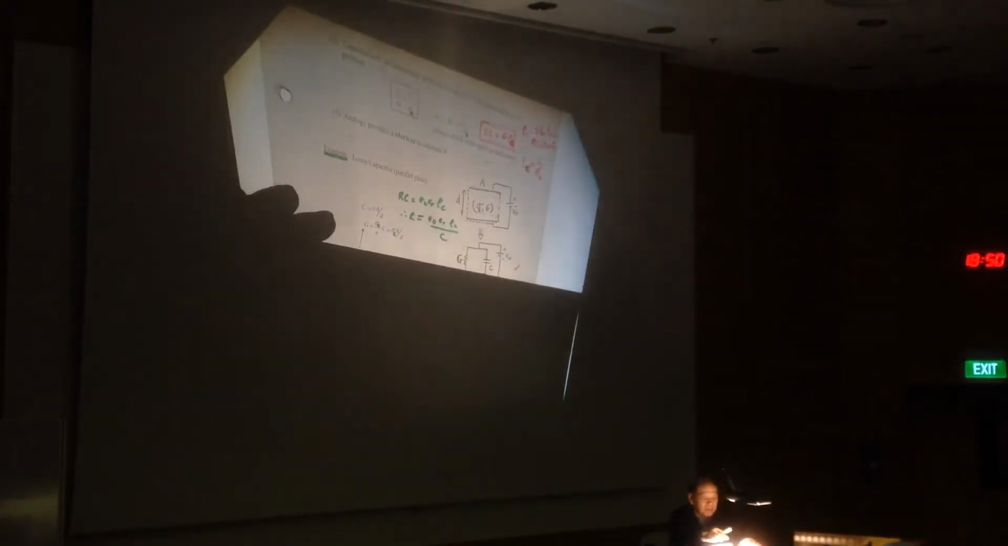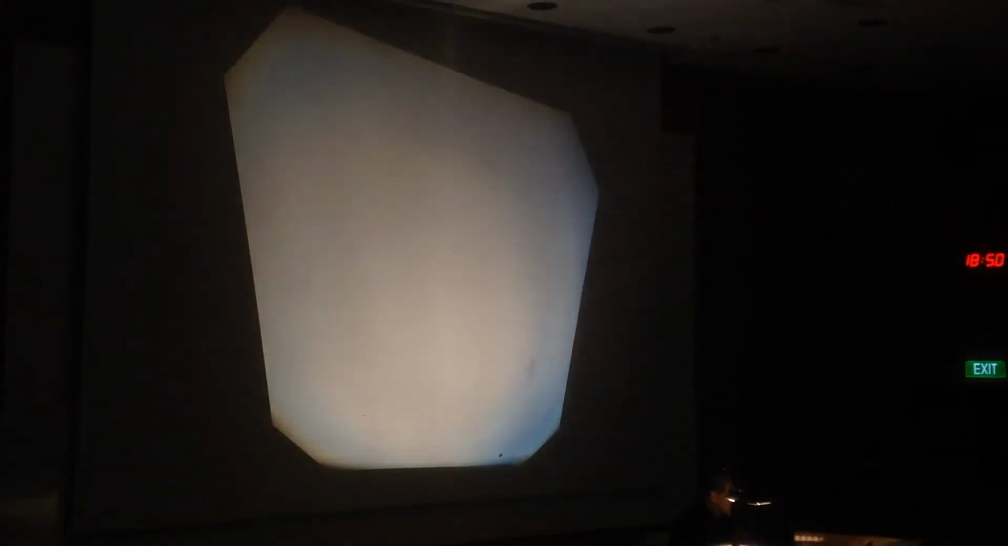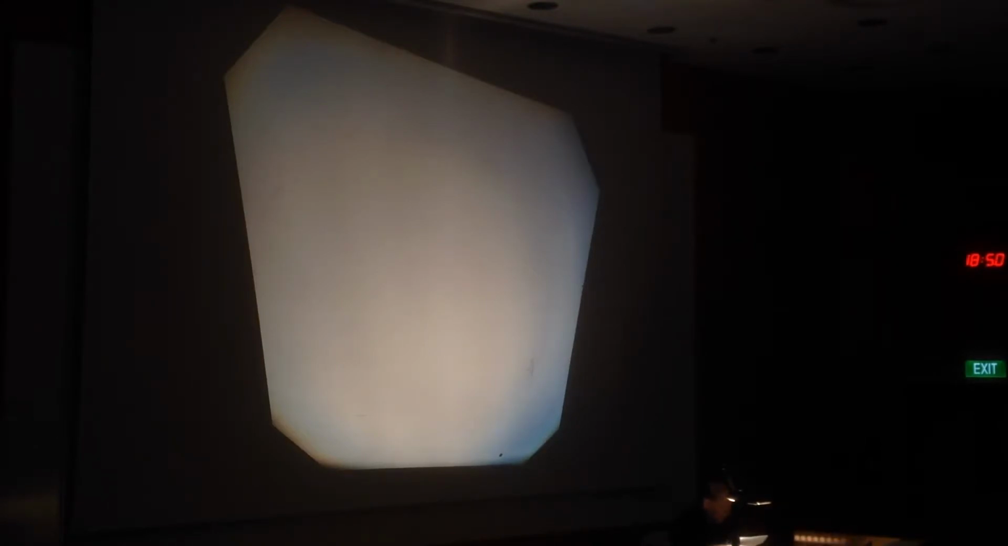Okay, so we look up the options. So in the case of a capacitor, having both capacitance and resistance is possible. But of course, the resistance is very large, very large. Come back to examples.